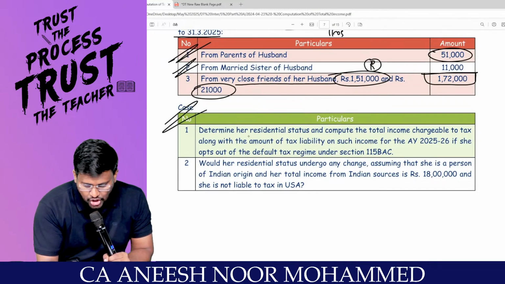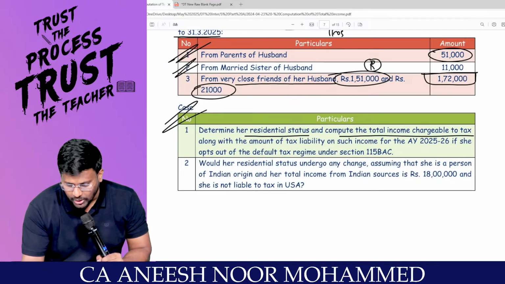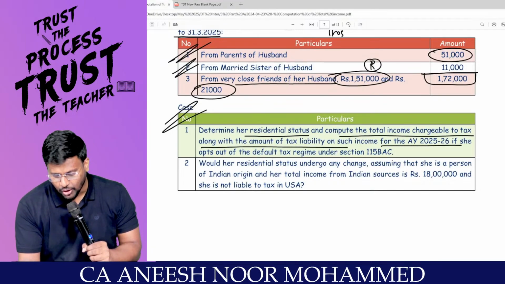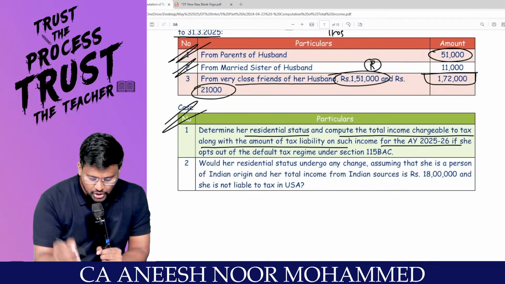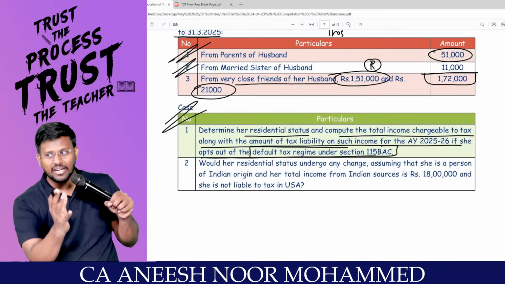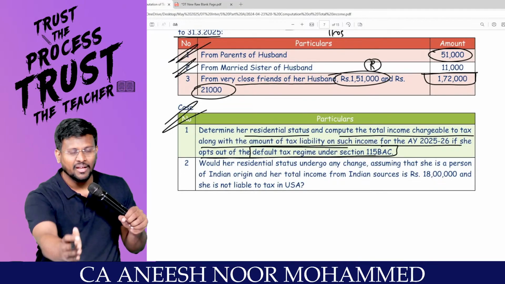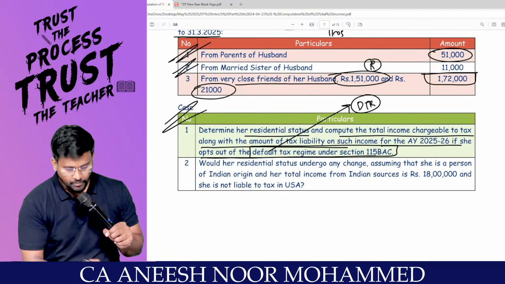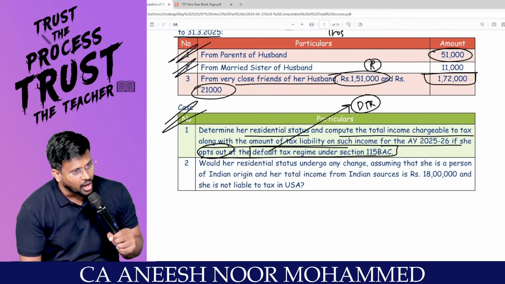Determine her residential status and compute the total income chargeable to tax along with the amount of tax liability on such income for assessment year 25-26. If she opts for the default tax regime under 115BAC, she is going to travel through the default tax regime. Opt out of default tax regime.